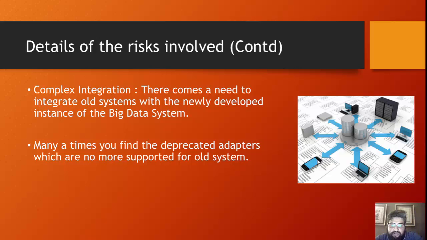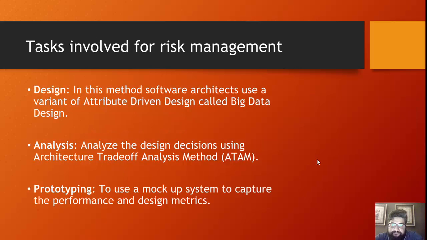There are three tasks involved in risk management. Design, which is the attribute-driven design approach, a methodology in which all the quality attributes are taken into account and business goals are set for that particular architecture phase. Then the architecture is designed keeping in mind the selected metrics. And then obviously after the design comes the analysis part. The design decisions taken are evaluated using the architecture trade-off analysis method, and with those evaluations we check the achievement of the organization's business goals. And the last and very important one is prototyping, which involves setting up mock-up systems to capture the performance and design metrics and work for their betterment.